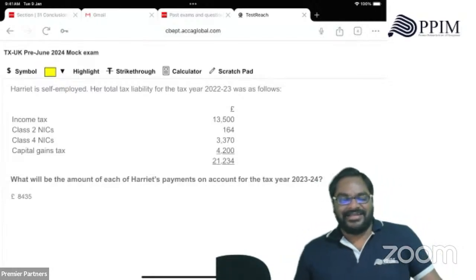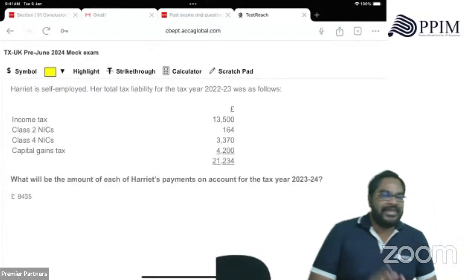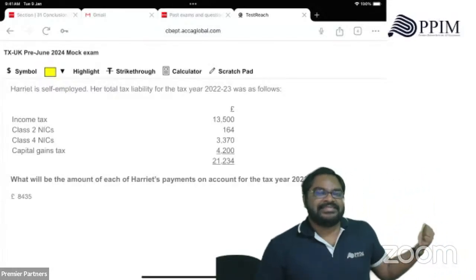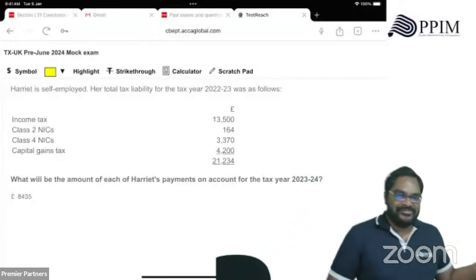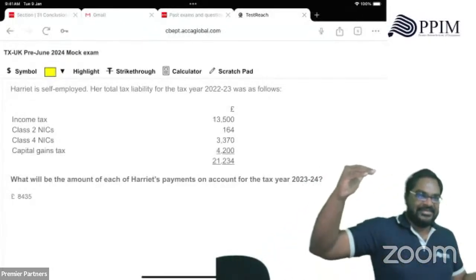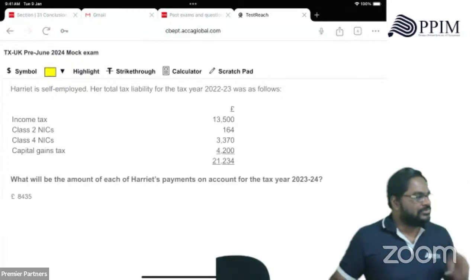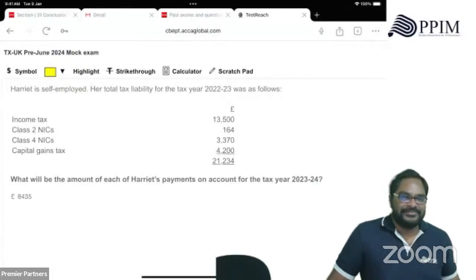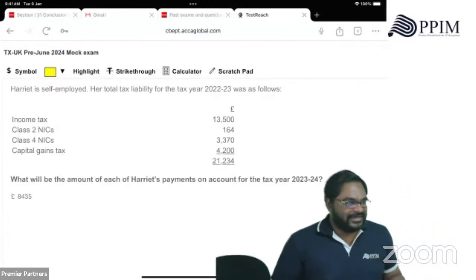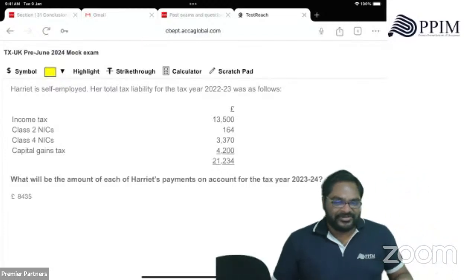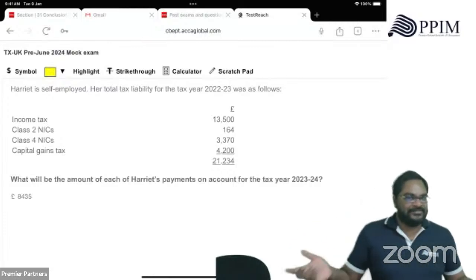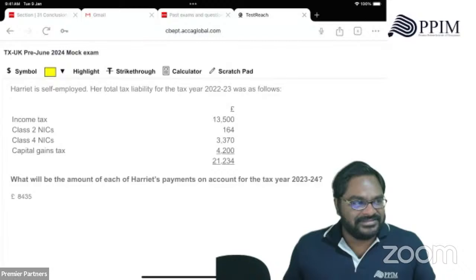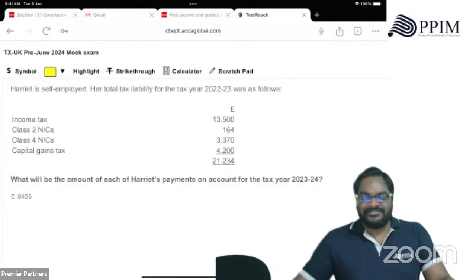Now, payment on account, how did we calculate? Last year's tax liability, which was above PAYE, divided by 2. That's what we simply did, right? So in this case, do we have a PAYE? No, because this person is self-employed, not employed. If you are self-employed, you don't have a PAYE. Then how do we derive the number?